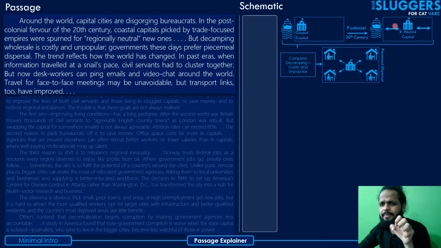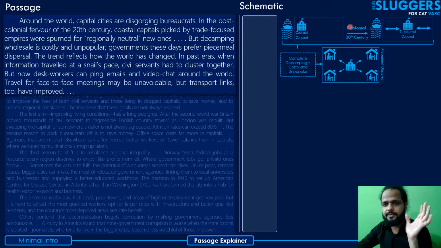We're going to have them situated in a more regionally neutral area. So basically, not based on trade, etc. They basically have the capitals based out of some other region, which is not dependent on a particular basis, regionally neutral zones. Okay, so that's what he means.